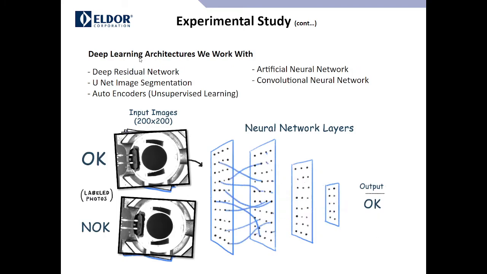These are the deep learning architectures we worked with, and we used a deep residual network. We used UNet image segmentation and autoencoders and a convolutional neural network. This is simply what we did actually. This is our input, the 200 by 200 matrix, and these are okay and these are not okay. Neural network layers over there, and what is our output? What is the result? Is it okay? And if we said okay, it is a true positive.